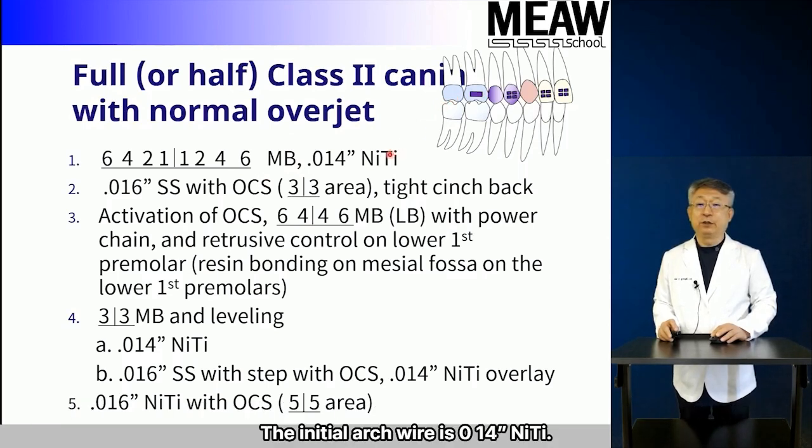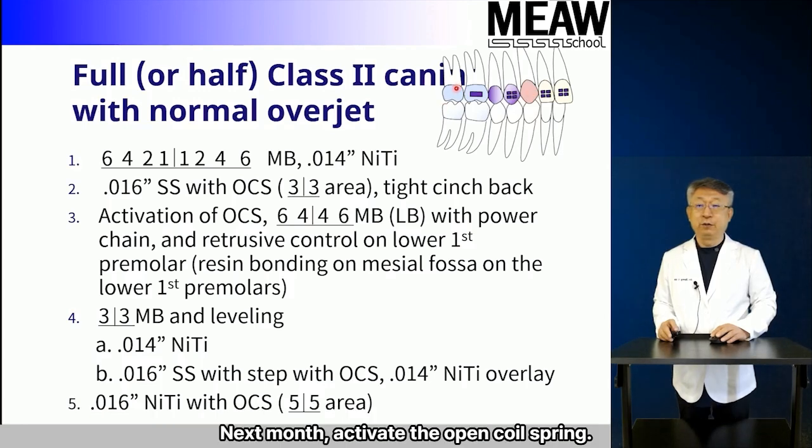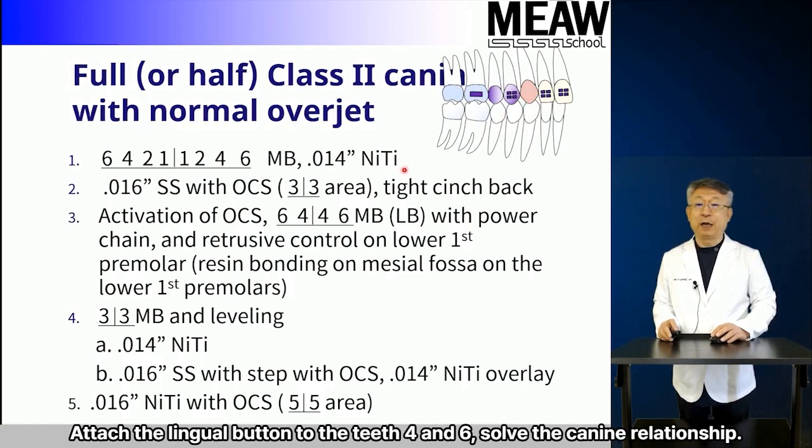The initial arch wire is 0.14 Nt. Then, in the 0.16 SS arch wire, do a tight cinch back while using an open coil spring on the canine area. Next month, activate the open coil spring. Attach the lingual button to the teeth 4 and 6. Solve the canine relationship.